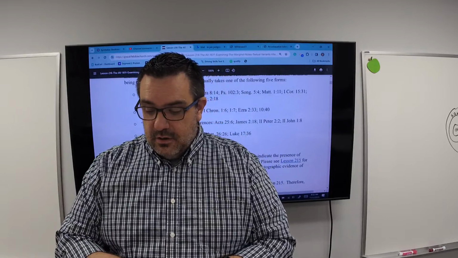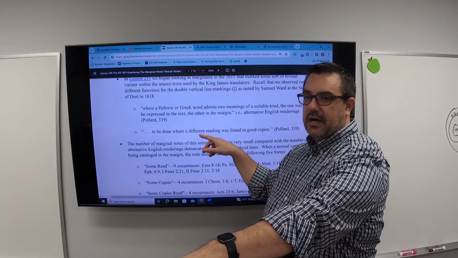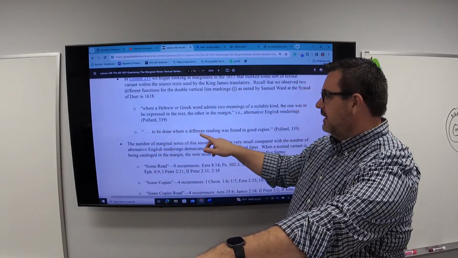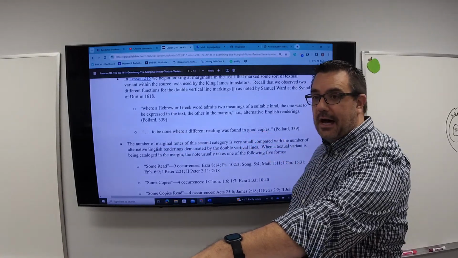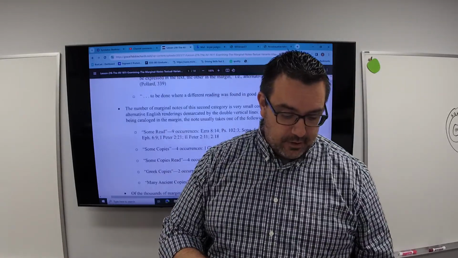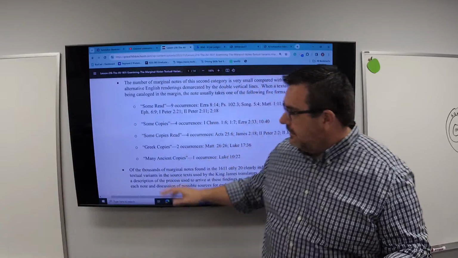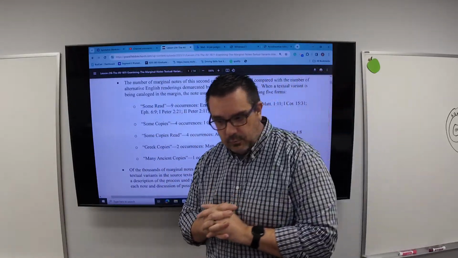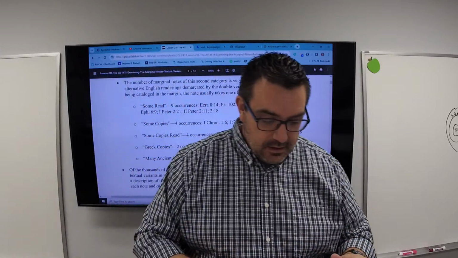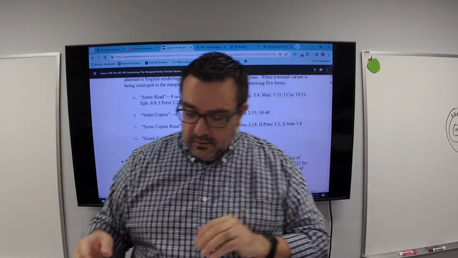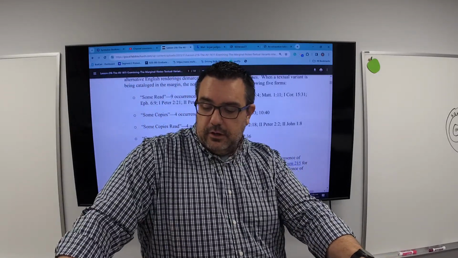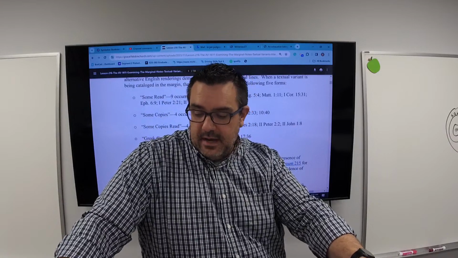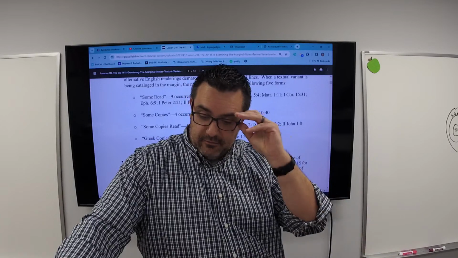Now, does that match this point right here from what Samuel Ward said at the Synod of Dort? He said, to be done where a different reading is found in what? Good copies. What are they doing? They're literally saying some read, some copies read. Are they expressing there exactly what Samuel Ward stated at the Synod of Dort, okay? So there are 9 occurrences of some read, 4 occurrences of some copies, 4 occurrences of some copies read, 2 occurrences of Greek copies, and 1 many ancient copies, okay? And I've given you the references there.